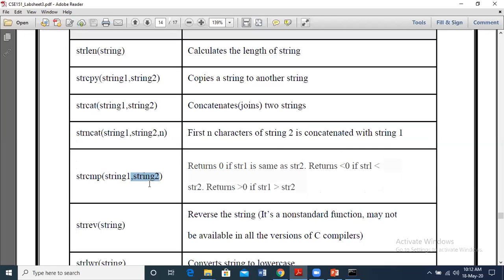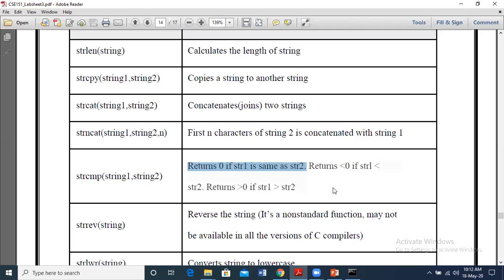if both the strings are equal, this strcmp, string compare function, returns 0. So if str1 is the same as str2, it returns an integer, 0. Non-zero will be returned when they are not equal.